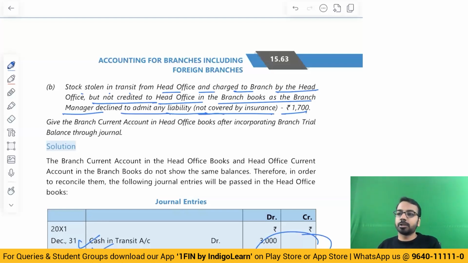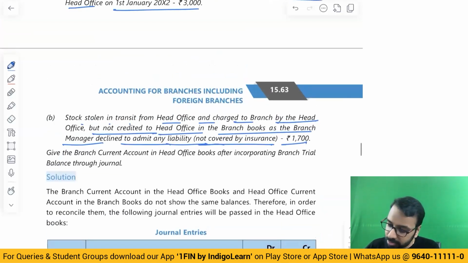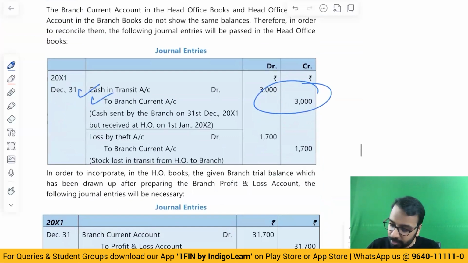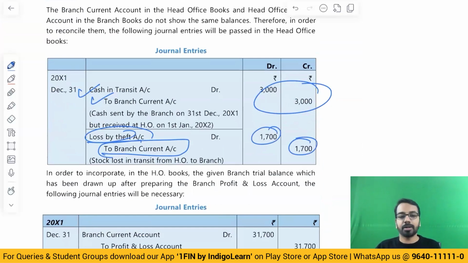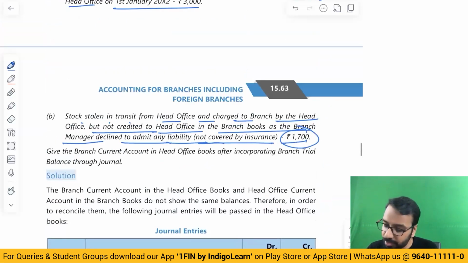Now, who will account for the loss? The loss is to be considered in the branch account, right? How much is the loss? 1,700. So we will say: branch, you have to pay the loss of 1,700, and there is a loss by theft of 1,700. That accounts for the second scenario, where there is a loss in transit and the head office has charged.